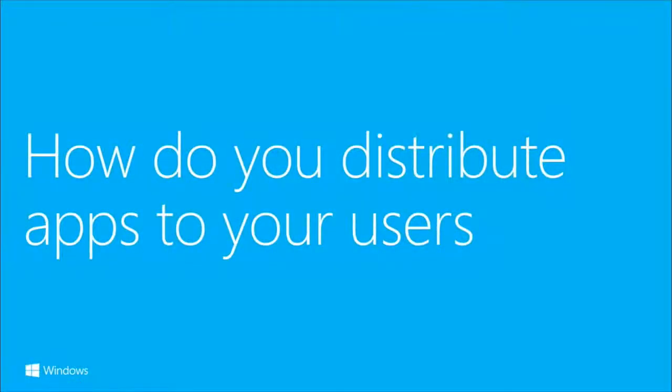So now we build this great line of business app. And I want my users to start using it. So how do we get these things on the phone? There's a couple of ways. Through the store, obviously. You can just submit it through the regular public store. It's like what we did with Lync or Skype or CRM.